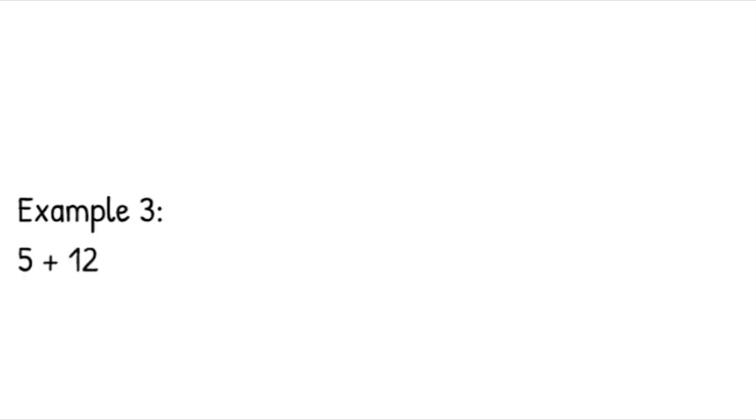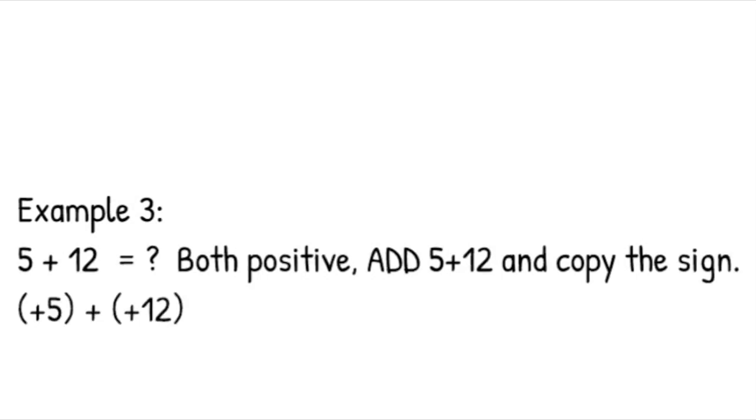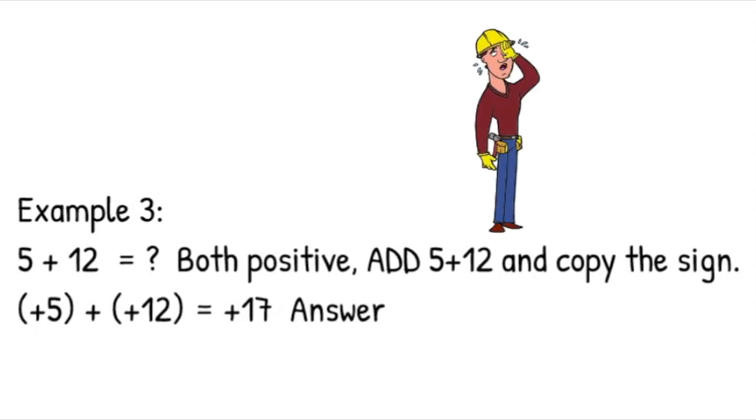Five plus 12 is equal to what? Since both numbers have positive signs, we add the integers 5 and 12 and obtain a positive 17 sum. Were you able to memorize the rule for same signs? Now, we will then proceed to different signs.